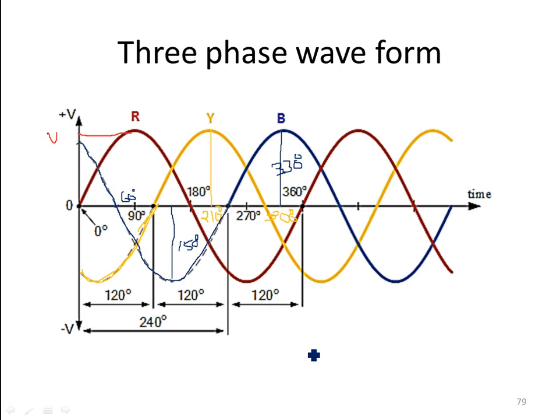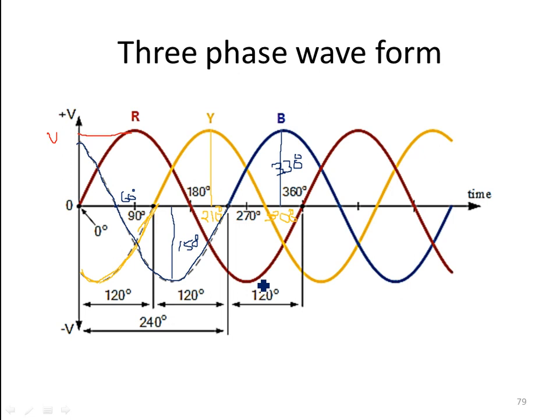Okay. Hope you have understood how to draw the three phase waveform. From 0 degree, you start with R phase, a normal sine wave. Then at 120 degree you draw a normal sine wave for Y, and at 240 degree you draw a normal sine wave for B. Then you extend the curve based on sine. So with that I am ending the concept of how to draw the three phase waveform.